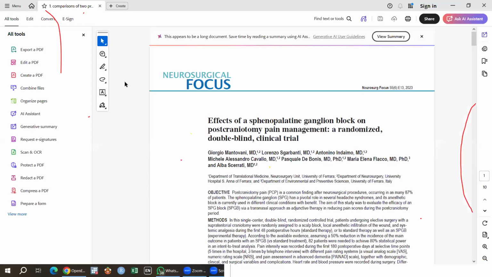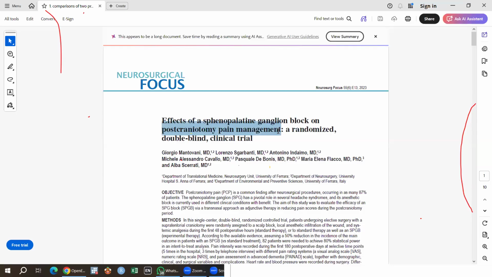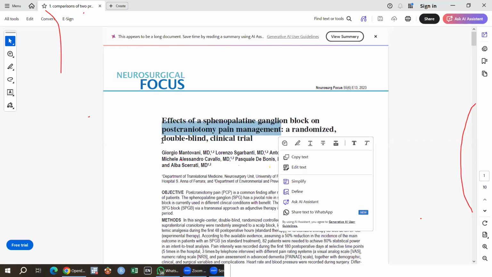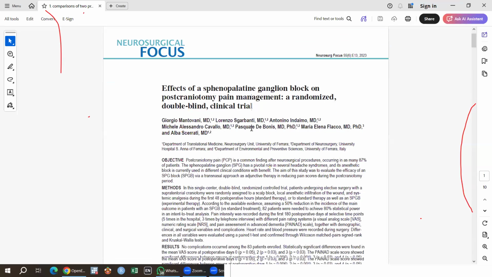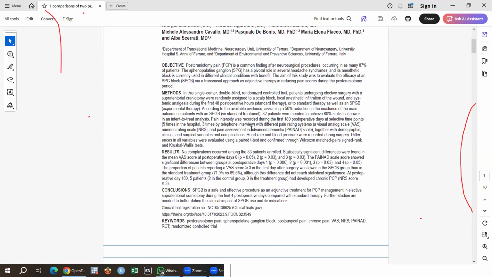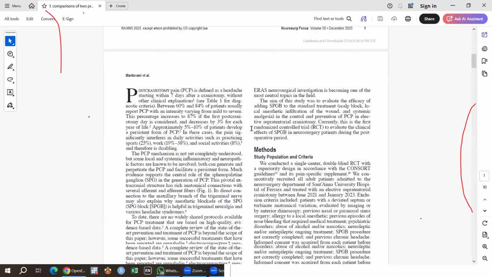Okay. So this is a published study: Effect of sphenopalatine ganglion block on post-craniotomy pain management, a randomized double-blind clinical trial. This is published in Neurological Focus Journal in 2023. Here they have given the sample size calculation, so we will do the sample size calculation and verify whether they have done it correctly or not.